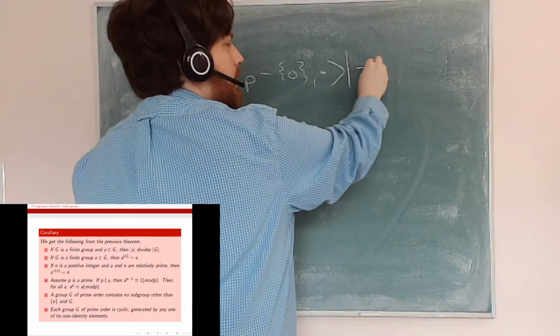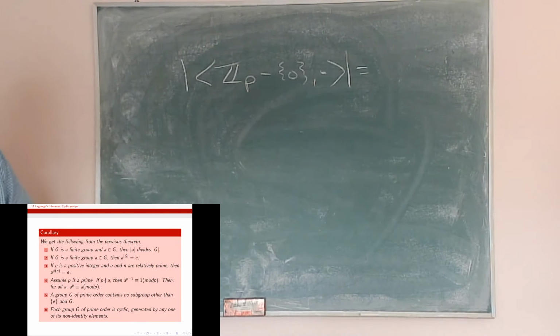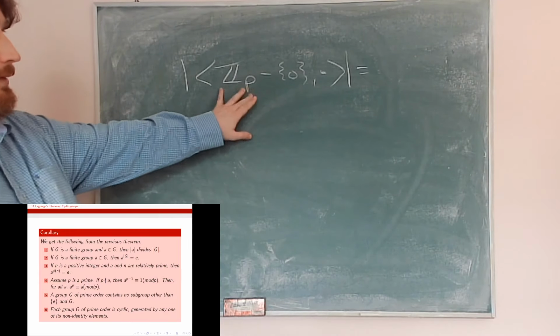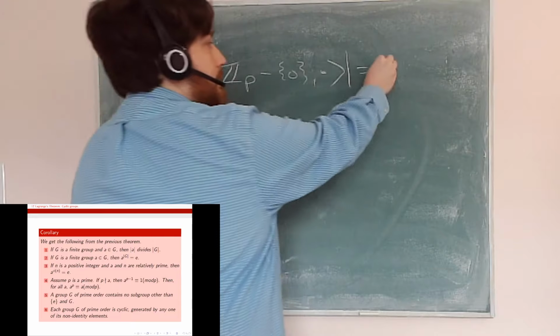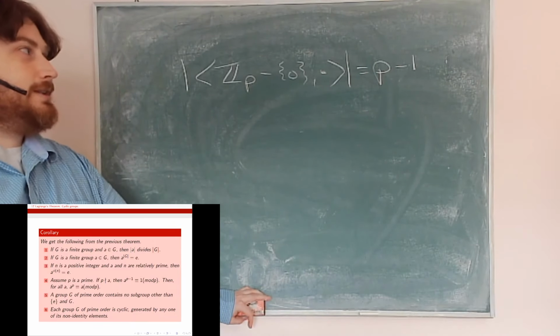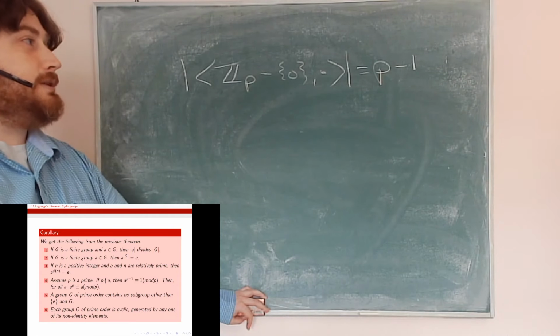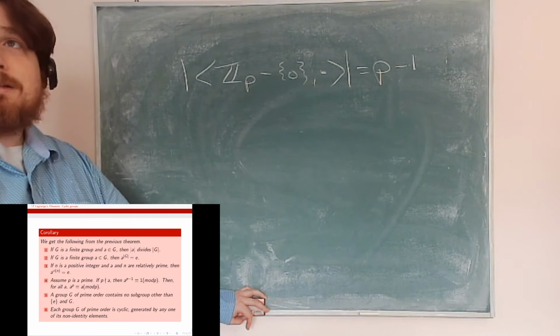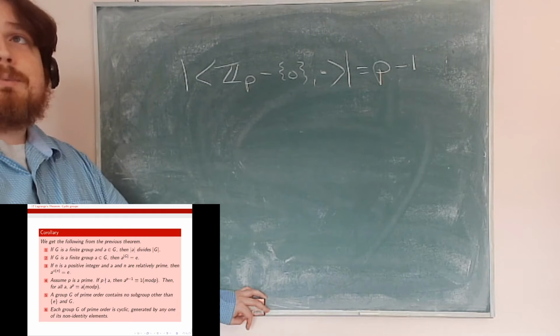What is the cardinality of this group? How many elements do I have in here? Well, I would say P minus 1. Very good, because I had P, I removed 0, so I have P minus 1. Now, that's a group with P minus 1 elements.